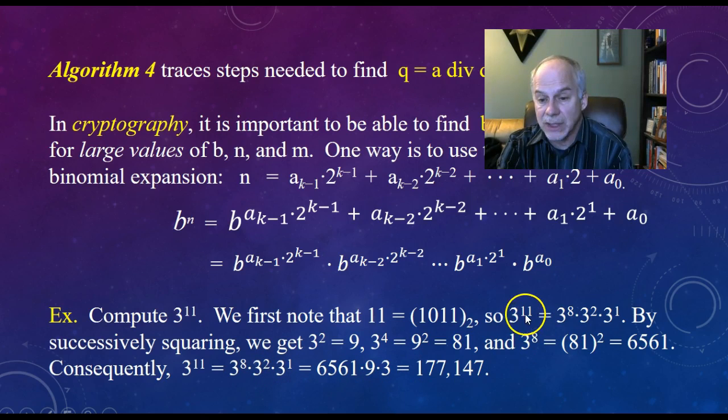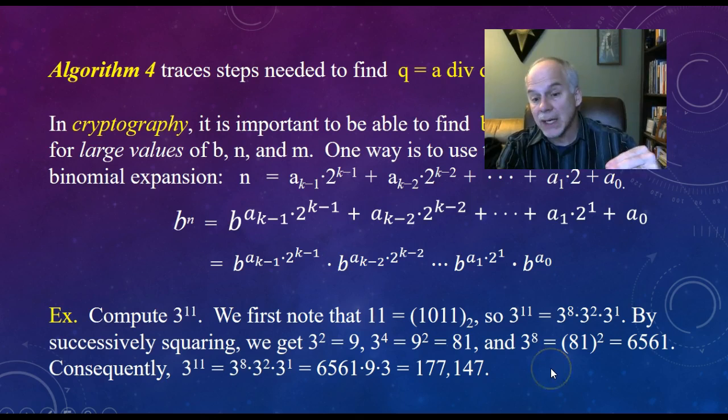So because 3 to the 11th is 3 to the eighth times 3 to the second times 3 to the first, it would just be the product of these, which is 177,147. So I know it seems strange to be doing it this way, but you'll understand why I looked at that example when we look at the next algorithm, algorithm 5.